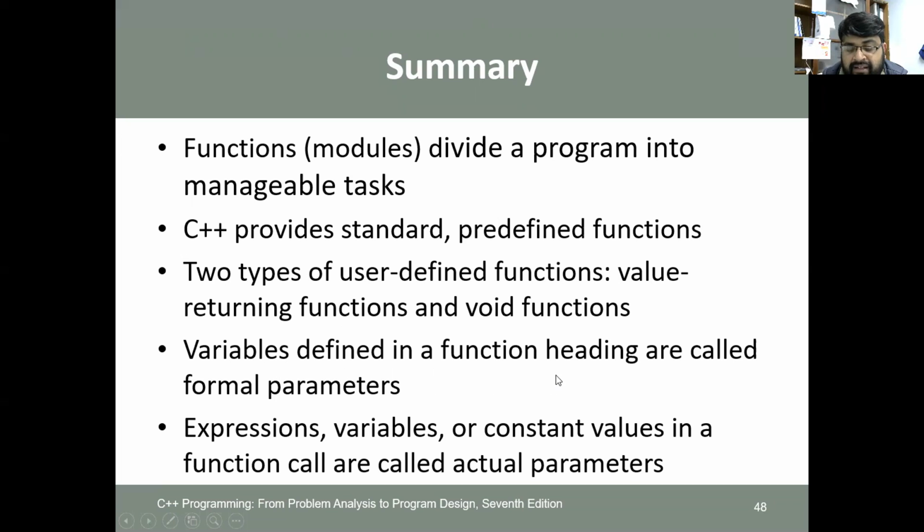So these are the variables that are defined within the function heading. We call them formal parameters. And together, the list of formal parameters forms the signature or the prototype of the function. Expressions, variables, or constant values in a function call are called actual parameters. So when you perform a function call, you might be using expressions, variables, or constant values.